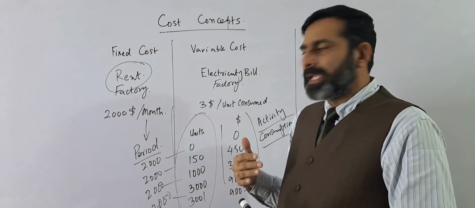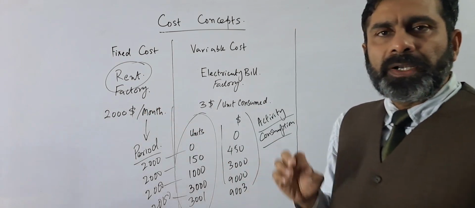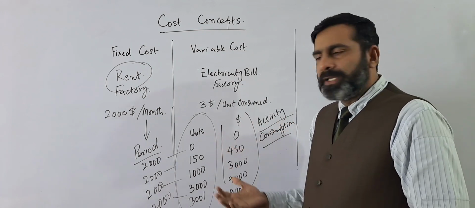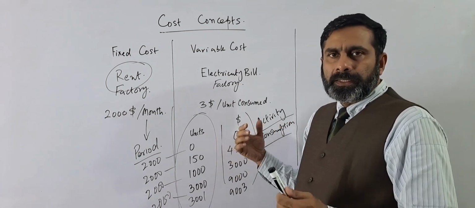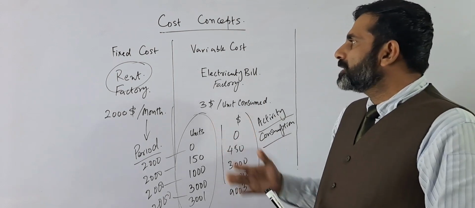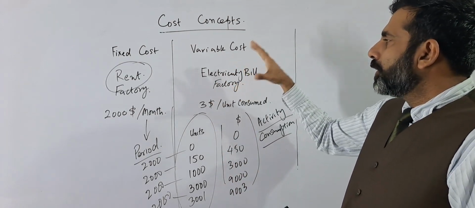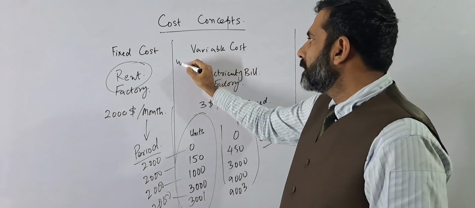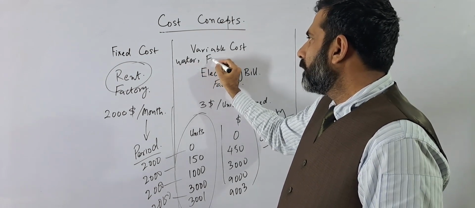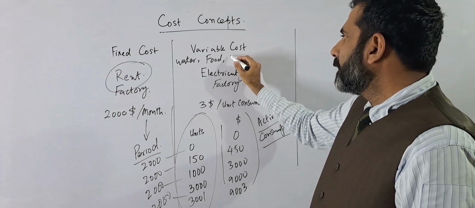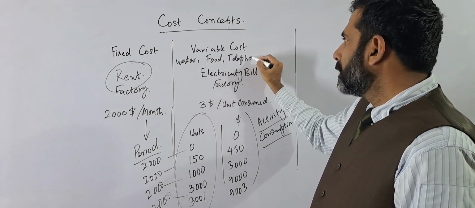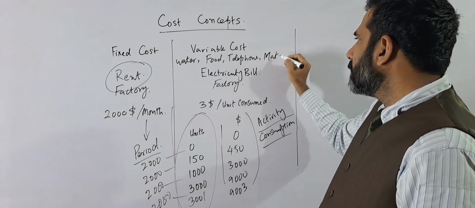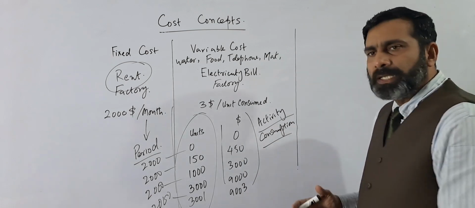It is not changing with the level of the activity, so that is the fixed cost. But if the cost is changing with the level of the activity, then it will be called the variable cost. We have many examples of fixed costs and variable costs. Let's say a water bill, a food bill, a telephone bill, or a raw material bill. All these are the variable costs.